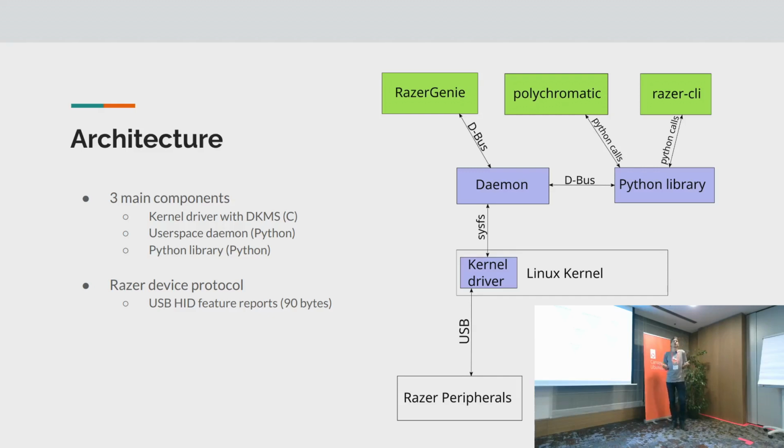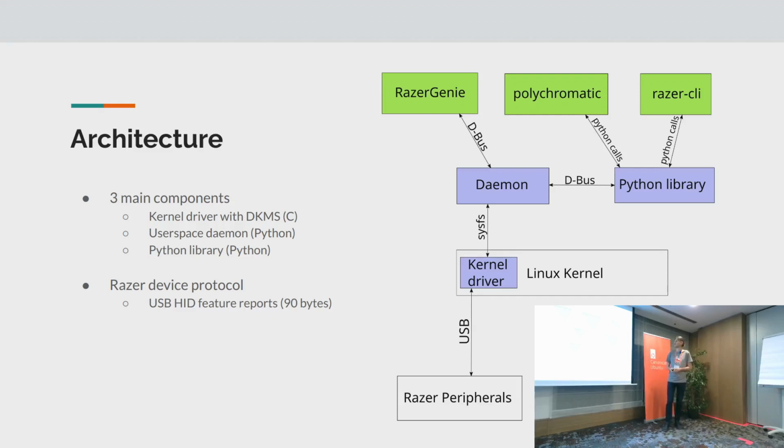When we go to the lower level, the kernel driver is talking with the devices, and the actual communication happens via USB HID feature reports. These packets are 90 bytes and contain a status field, a command ID and command class, a transaction ID, and basically we send this to the device and we get it back with either the parameters filled and the status updated.